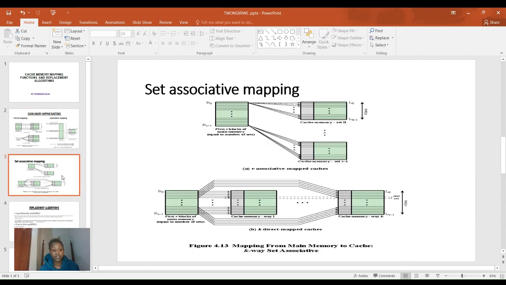Then we have set associative mapping. It has the factors of both direct mapping and associative mapping, and it solves the disadvantage of associative mapping, which causes many cache misses, like conflict misses. Here, the cache memory is divided into different sets, so one block can be mapped into different cache lines of a set. That's what I have to say about the cache memory mapping functions.